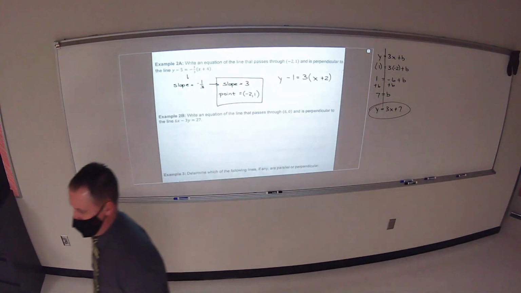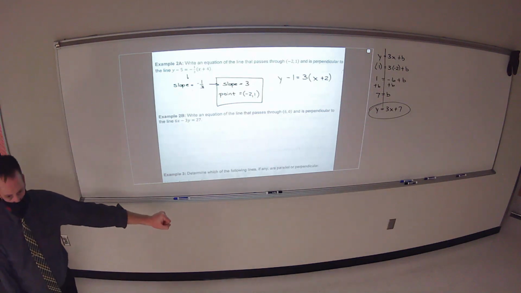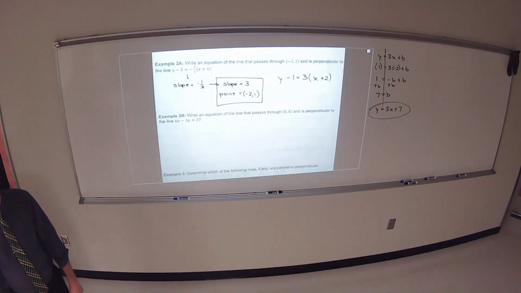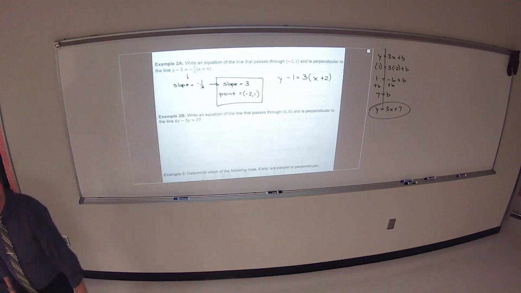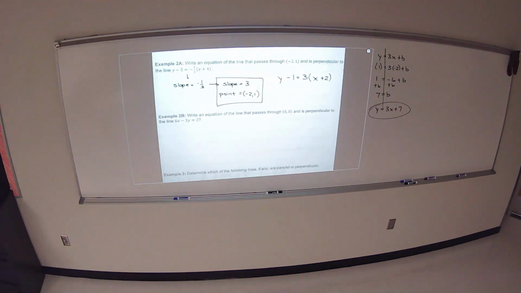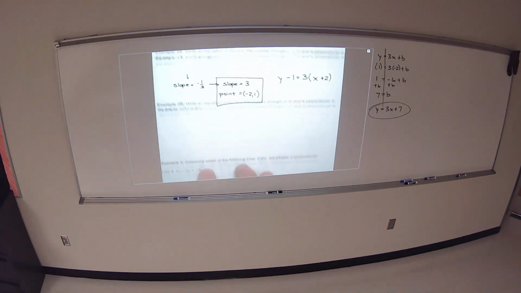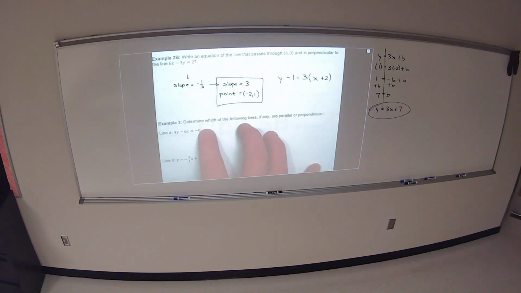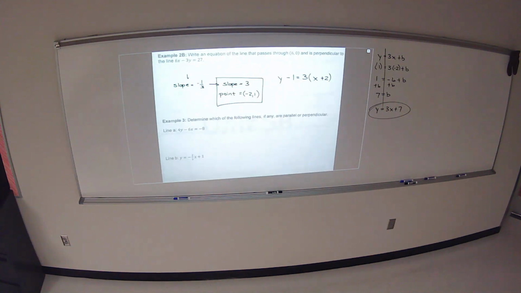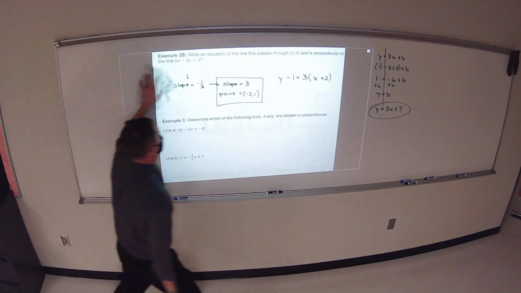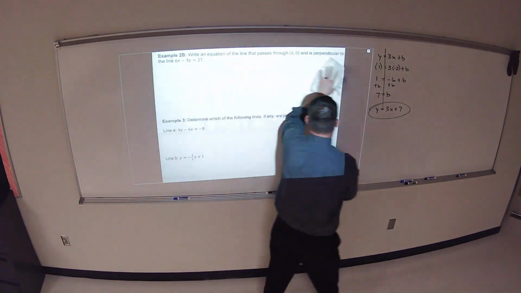All right, does that make sense for that one there? Okay, so for our last example today, we're going to get to example 2b here. Write an equation of a line that passes through the point 6 comma 0 and is perpendicular to the line of 6x minus 3y equals 27.